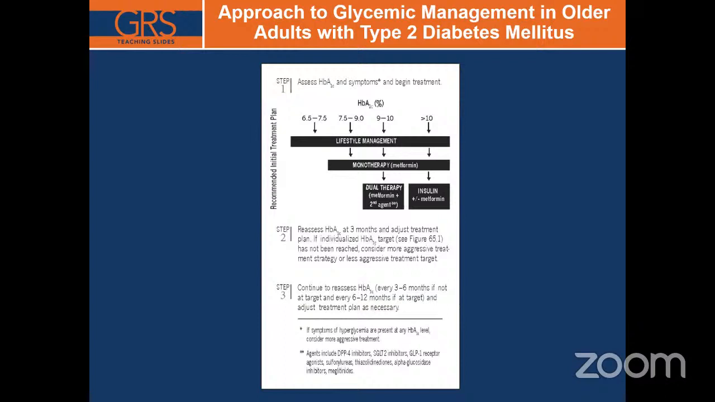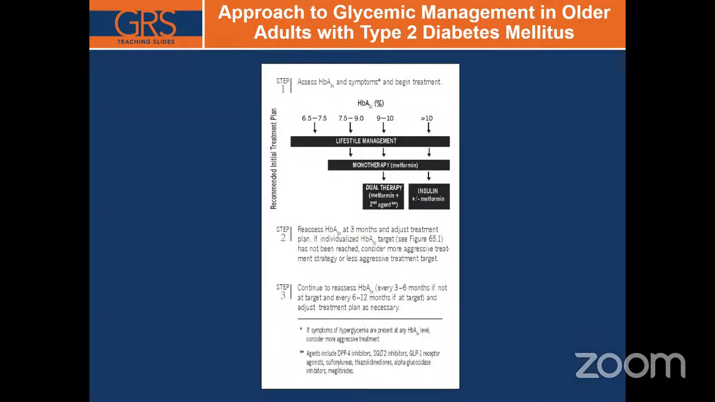Now, there is a treatment plan, a stepwise approach, taking into consideration HbA1c and the symptoms. If somebody has an HbA1c between 6.5 and 7.5, we go for lifestyle management initially. If your hemoglobin A1c is 7.5 to 9, then we add on monotherapy. Initially, we usually take metformin into consideration.